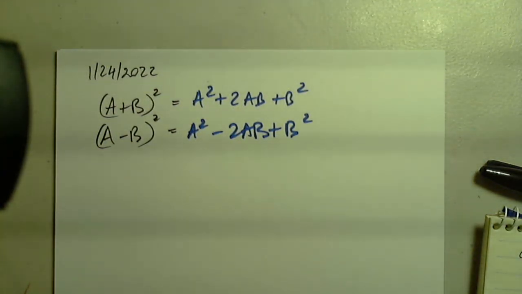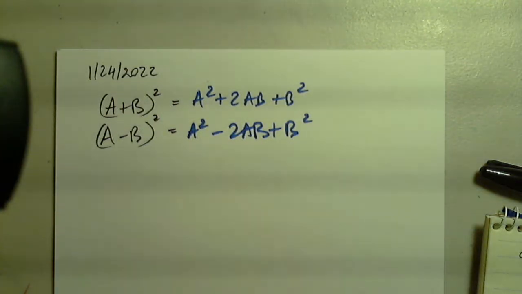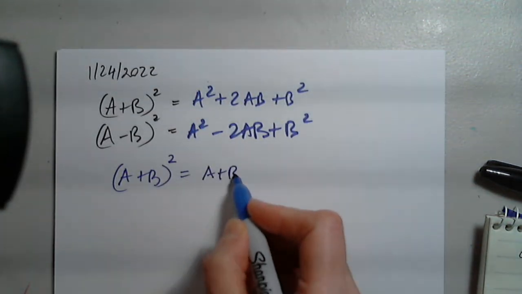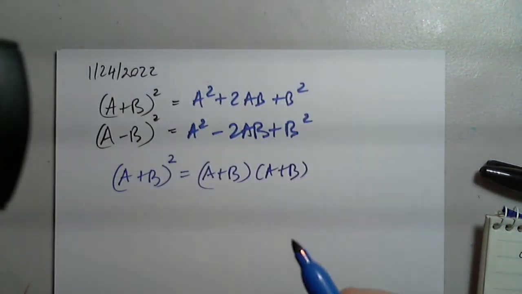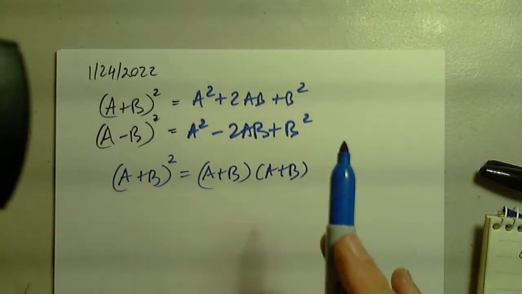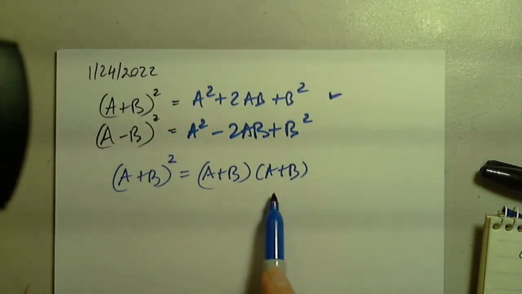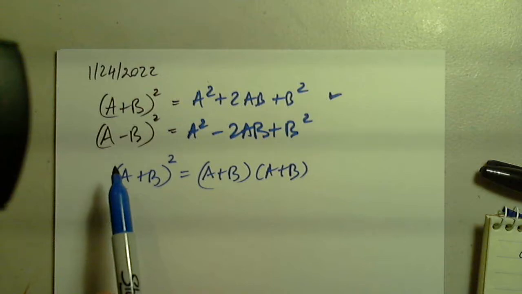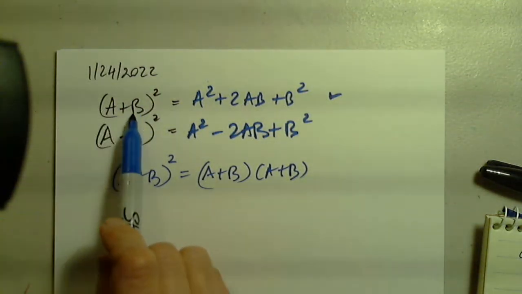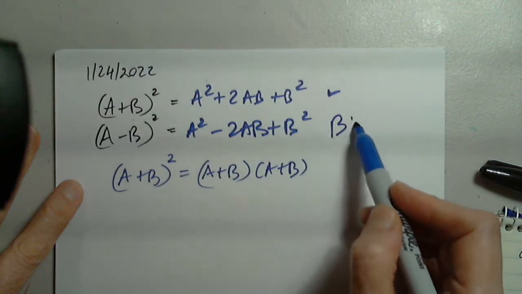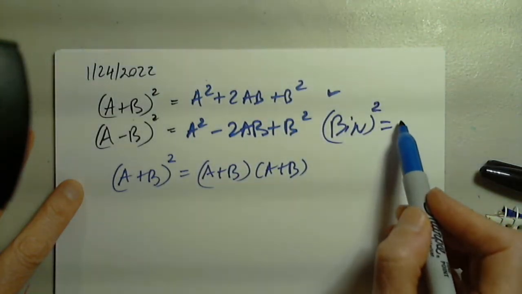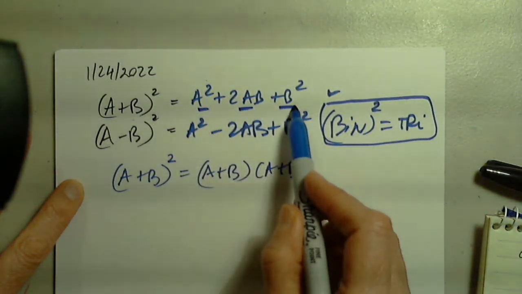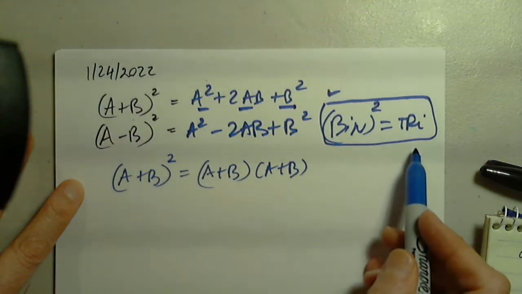Okay, so for those of you who don't remember this, I'm going to quickly show you that (a plus b) squared is the same as (a plus b) times (a plus b). I don't want us to always FOIL this, because then we're going to have more work to do with other things. We should understand that a binomial, two terms, squared equals a trinomial, 3 terms. A binomial squared is a trinomial.